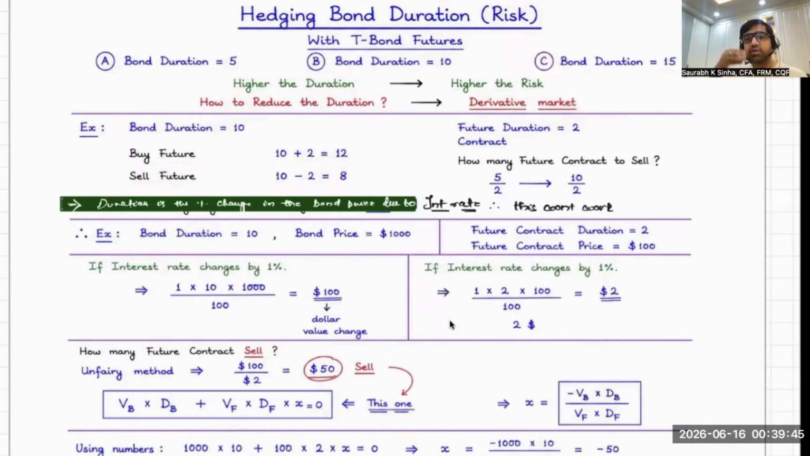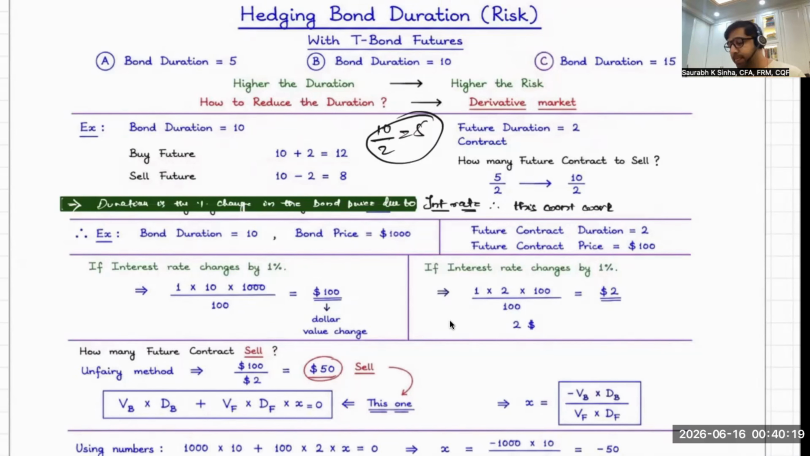But how many futures contracts do I need to sell to make the duration of the portfolio equal to 0? The unitary method will say that the duration is 10 for the bond and for the future it is 2. So in very simple terms, I need to sell 5 futures contracts, and that will reduce my duration to 0. Okay, but there is a problem.